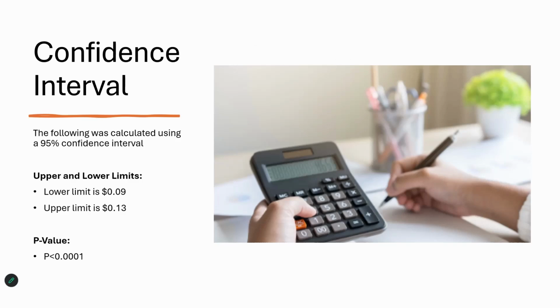The p-value is less than 0.0001, which is very small. This means the difference in prices is statistically significant and not likely due to random chance. So overall, the data supports that Kellogg's cereal costs significantly more per ounce than Great Value cereal.